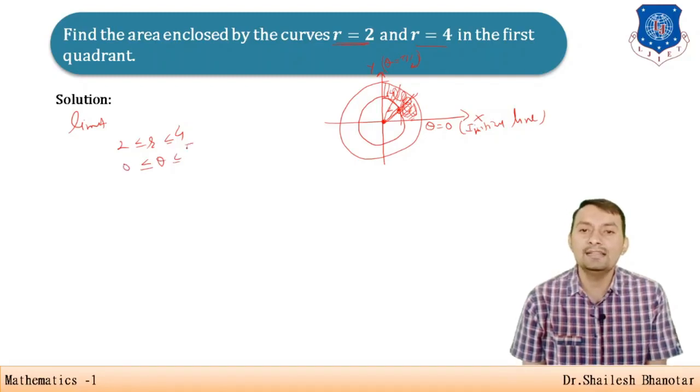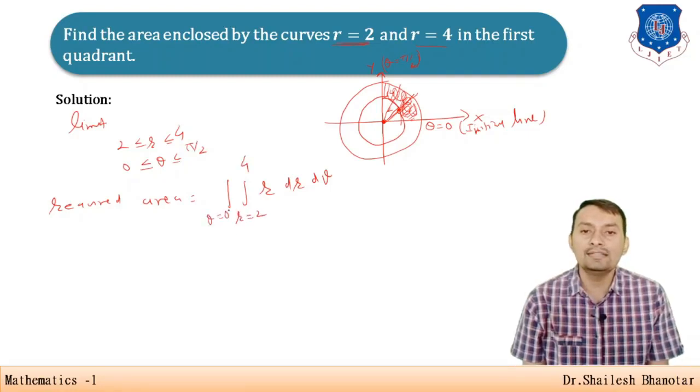So I can say theta is from 0 to pi by 2. But what is the required area? The required area is the double integration of r dr d theta, with r from 2 to 4 and theta from 0 to pi by 2. When you integrate first with respect to r, what are you going to get?